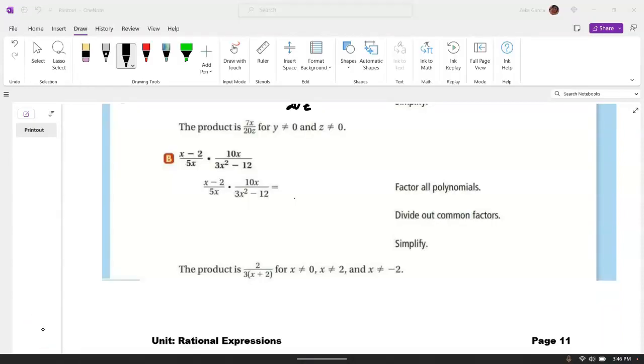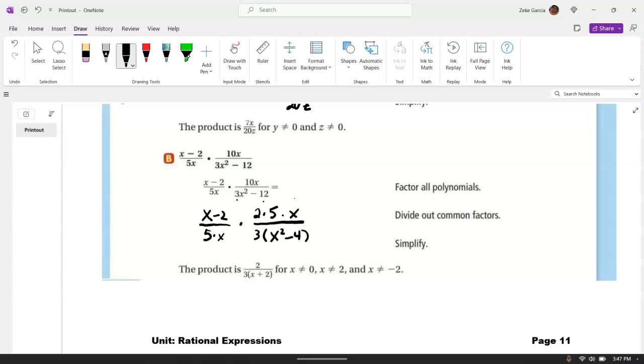Okay, in this product, we have x minus 2 over 5x times 10x over 3x minus 12. What I'm going to do is go ahead and simplify. I have x minus 2, and then we have 5 times x, and now 10, I'm going to write it in factored form, 2 times 5 times x, divided by, now a common factor is 3, and you're left with x squared minus 4.